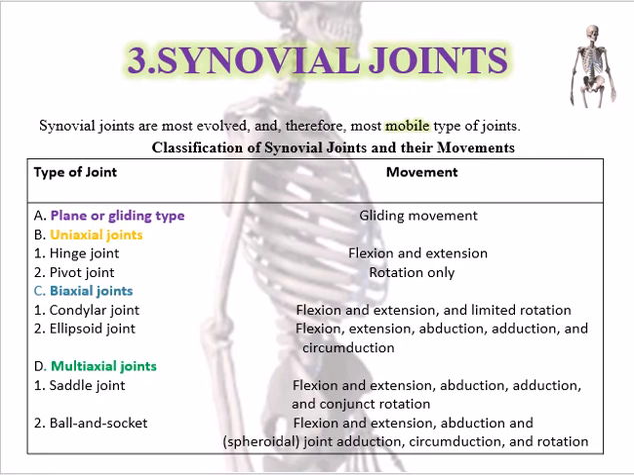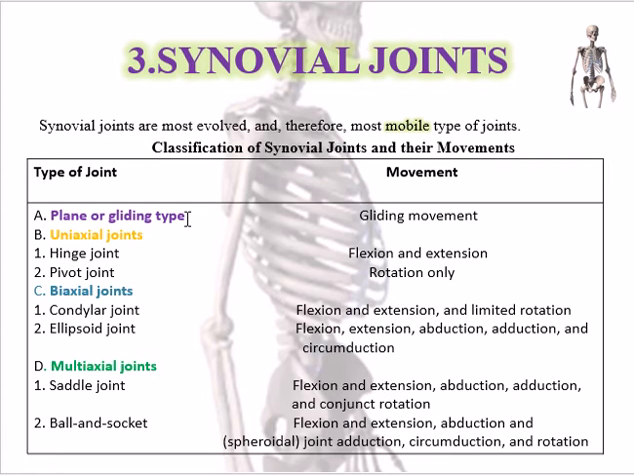Now look at this. Synovial joints, that is the third classification. Synovial joints are the most evolved and therefore the most mobile type of joints. We classify synovial joints and their movements as follows. This is the type of joint and these are the movements.